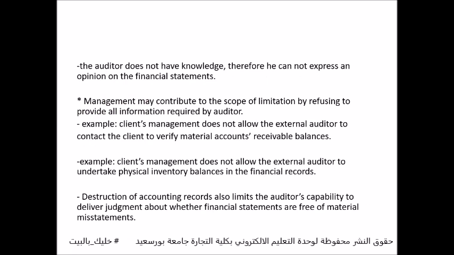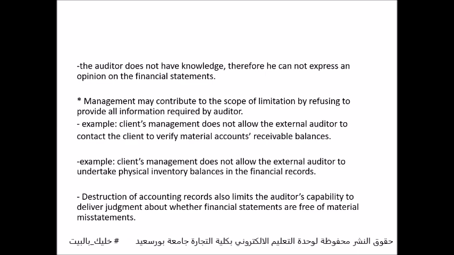The auditor doesn't have knowledge, therefore he cannot express an opinion on the financial statement, so he will disclaim his opinion. The management may contribute to the scope of limitation by refusing to provide all information required by the auditor. For example, the client's management doesn't allow the external auditor to contact the client to verify material accounts receivable balances.